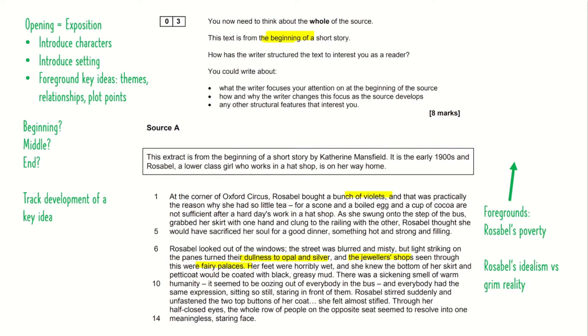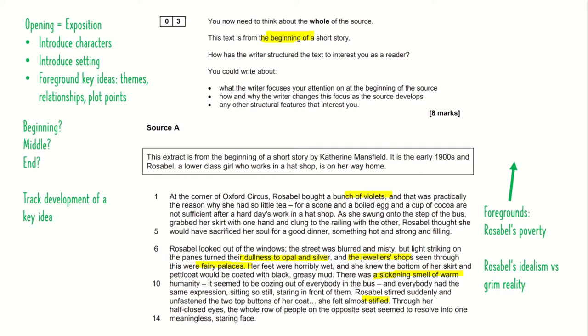And that grim reality is what you get with that juxtaposition of the description in the bus, with the sickening smell of warm humanity and her feeling stifled, like she feels trapped by her actual reality of where she has to be and all that kind of stuff. So what I've done here is the very first key step to question three: I have figured out how the writer has structured the text to interest me as a reader. I figured out what the nuggets of information are that I have been given. What I haven't yet done is attach those nuggets of information to a technique. What structural device has the writer used to convey those nuggets of information to me?